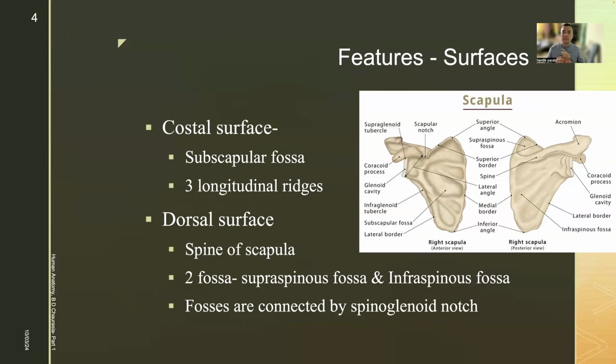The features of the scapula. So we can see it has a costal surface and a dorsal surface. The costal surface has a subscapular fossa, which gives attachment to the subscapularis muscle, and it has three longitudinal ridges, which give an impression for the ribs. Because it is lying on the thoracic cavity, the costal surface is on the ribs, and these longitudinal ridges are present.